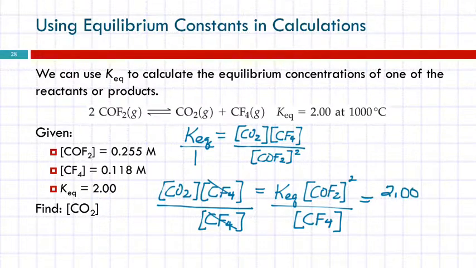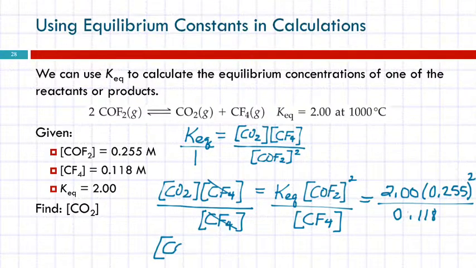KEQ is 2.00. COF2 is 0.255, and that is squared, and divided by CF4, 0.118. So, two times 0.255 squared, divided by 0.118.